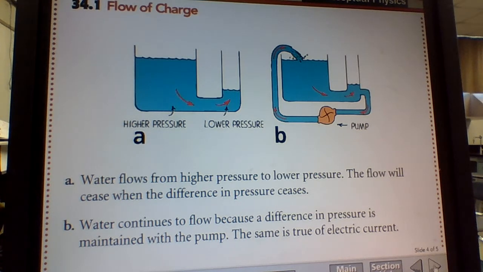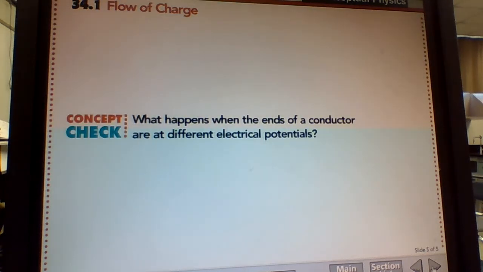That's essentially how a system of flowing charge, an electrical circuit, works. We're going to talk more about electric circuits in chapter 35, in future videos. But one good way to think about electrical systems is to keep this water scenario in mind. So what happens when the ends of a conductor are at different electrical potentials? You're going to get the flow of charge, which we call current.